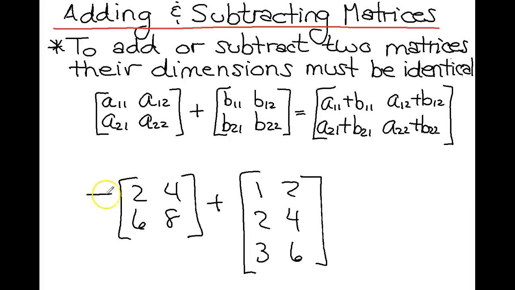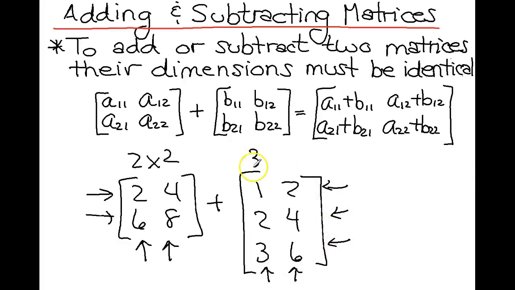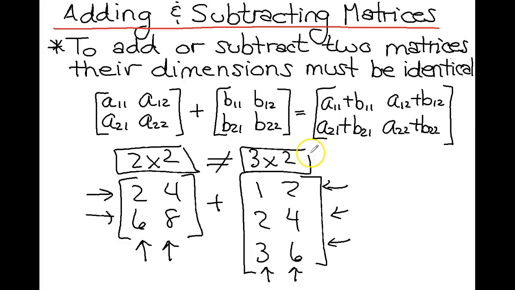The first matrix has 2 rows and 2 columns, so it's a 2 by 2. The second matrix has 1, 2, 3 rows and 2 columns, so it's a 3 by 2. The dimensions are not equal, so therefore you wouldn't be able to add or subtract those two matrices. Let me get rid of that.